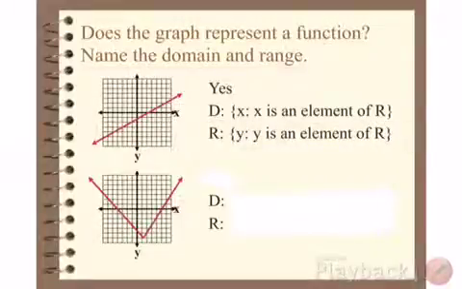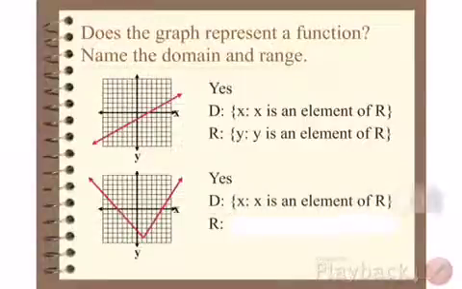Okay, so on this graph here, it's the absolute value graph. I'm going to try my vertical line test. It passes that. It only has one intersection. So again, it is a function. And the domain is, again, x can go as far left as it can right, so it is an element of real numbers.